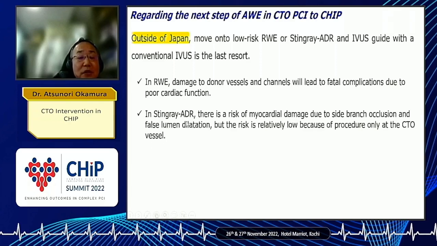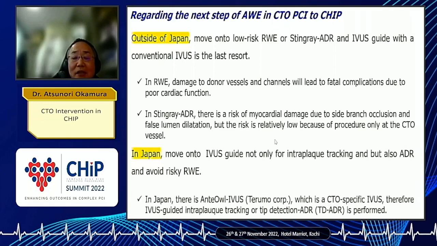And also in Stingray ADR, there is a risk of myocardial damage due to the side branch occlusion and the false lumen dilatation. But I think that the risk is relatively low because the procedure is performed only in the CTO vessel. So I recommend to perform the low risk retrograde approach or Stingray ADR, and you should avoid the high risk retrograde approach, especially in the CTO PCI to the TIPS patient.